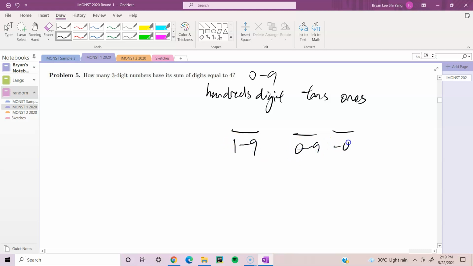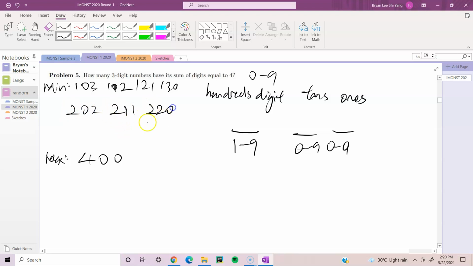And this one could be 0 to 9. This one could also be 0 to 9. So let's start case by case. Since the sum of digits is equal to 4, let's cap a maximum. So the maximum is when the hundreds digit is 4, then the other two can only be 0. Then the minimum is 1, and then the back ones will be 3. So 103, 112, 121, 130. Very easy.